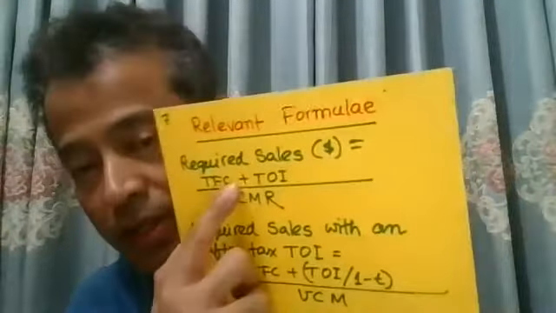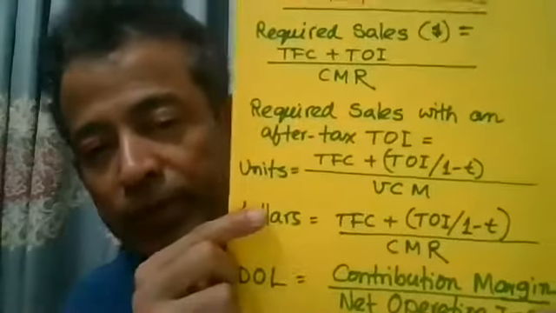In our wine example, which I like better, it is 0.3. I import wine for $7 and sell it for $10 in America. So that would give you required sales in dollars. That's formula number 4.